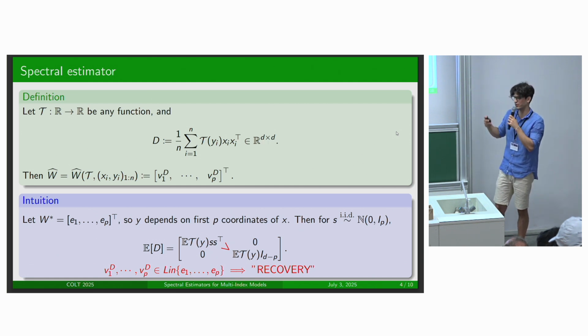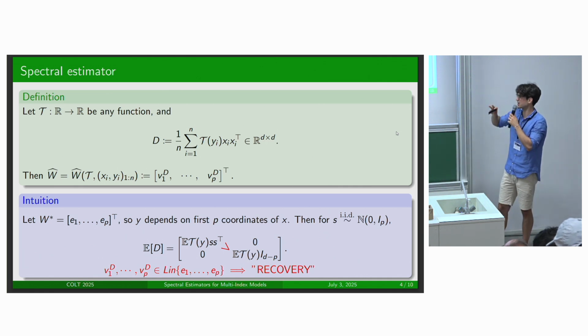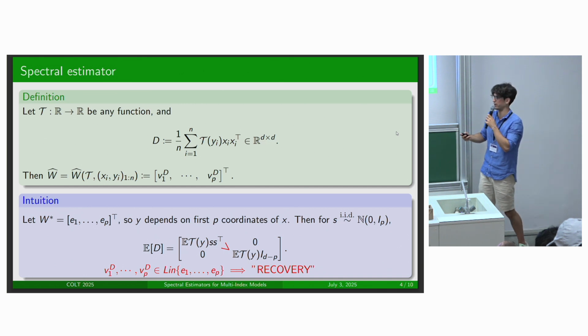But this is just about the expected value of the matrix. For our results, we want to have something stronger. We want to do this with almost sure convergence and concentrations. So this is just a heuristic argument for why this could work.